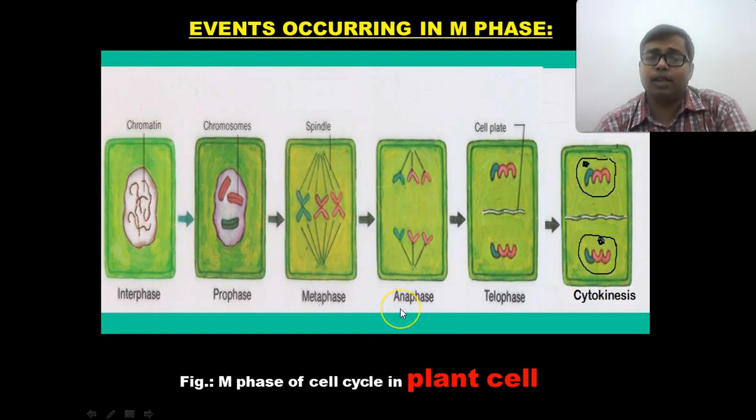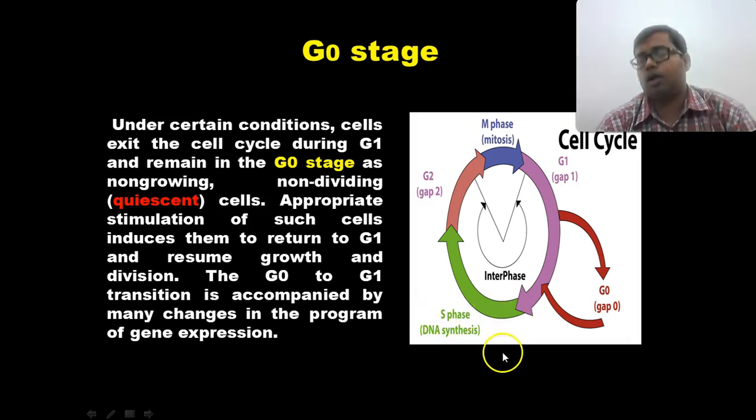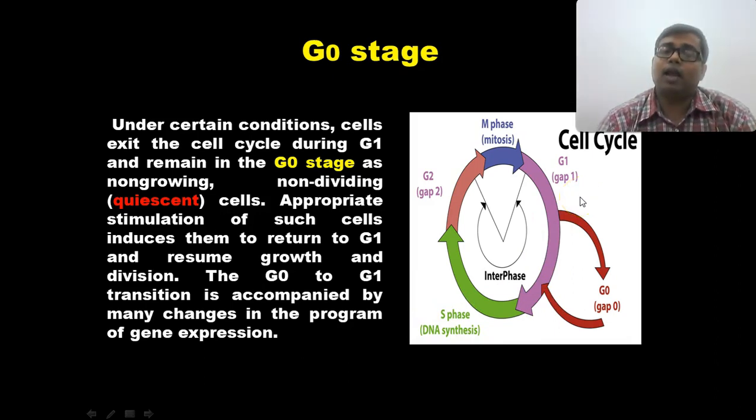One of the important things is the G0 stage. So what is the G0 stage? You may have heard that sometimes cell division becomes off. That means one cell cannot go through another round of cell division or another round of the cell cycle. Why is it so? Because to run the cell cycle, a lot of ATP molecules are required. That means a lot of energy is required to continue the cell cycle.